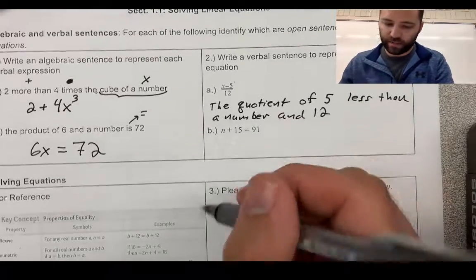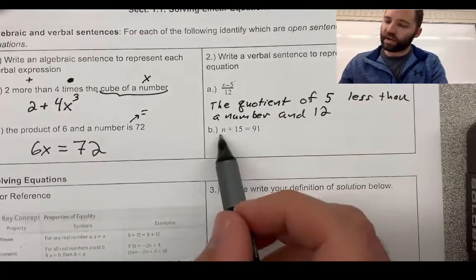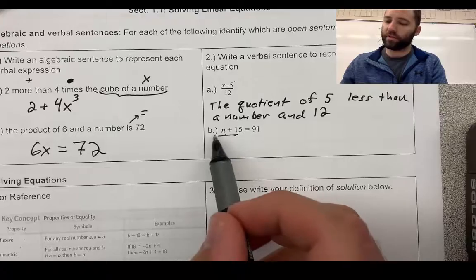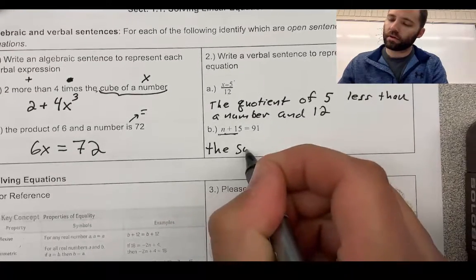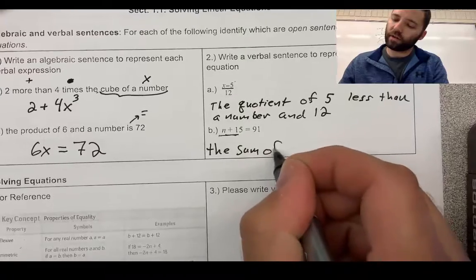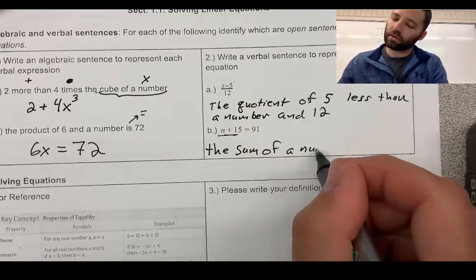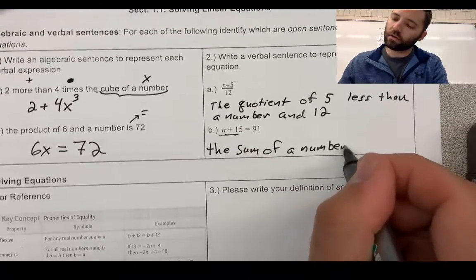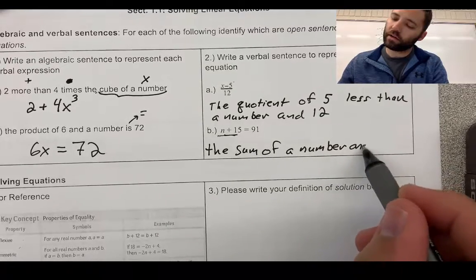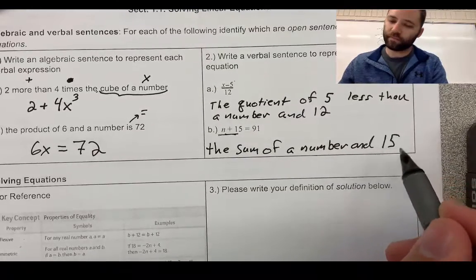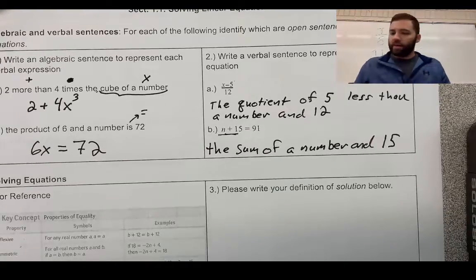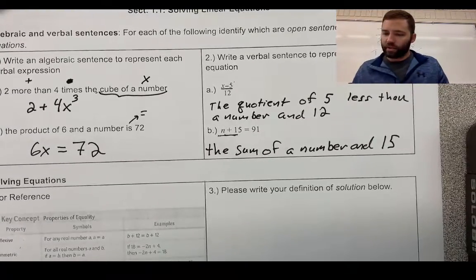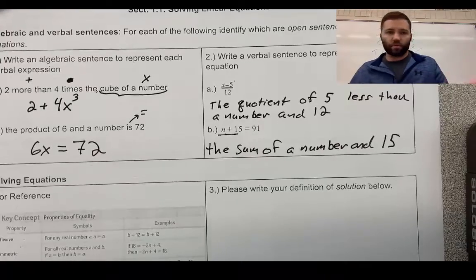Hopefully you paused it and tried it. For this one, I have a sum. What do I have a sum of? Well, some number and 15. So I have the sum of a number and 15. Okay, so that's a few examples on algebraic sentences versus verbal sentences or written down.